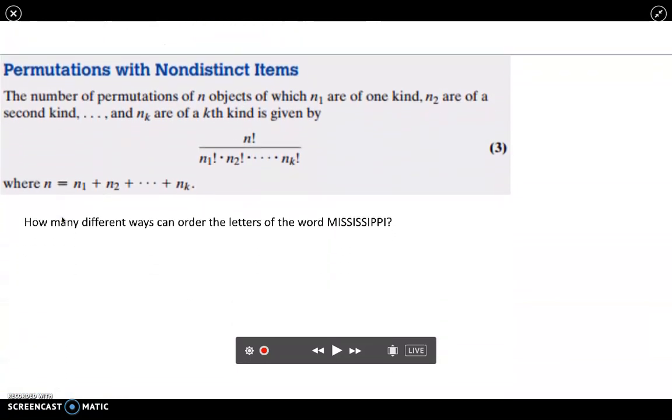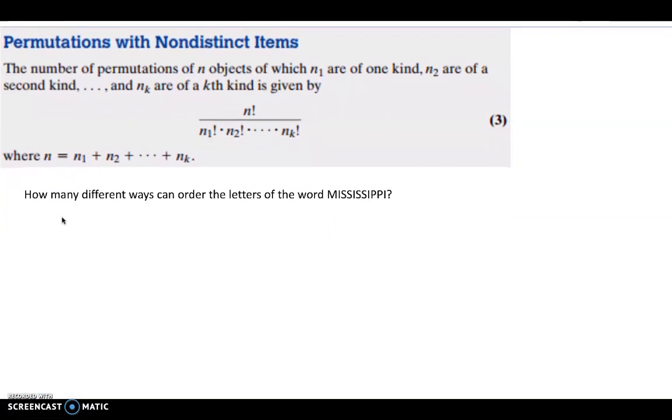Now we want to look at permutations with non-distinct items. I mean, you can't differentiate. So let's suppose, just for a formal definition first, the number of permutations of n objects, of which n1 are of one kind, n2 are of a second kind, up to nk. And n is just the sum of all these numbers. I know this looks kind of messy, but the way you find it is you do n factorial and then you divide it by all of the different objects.